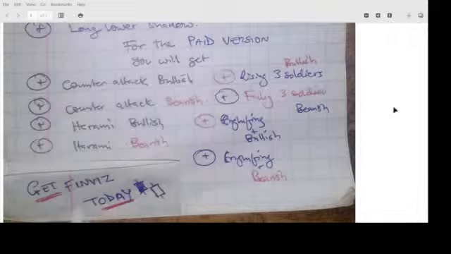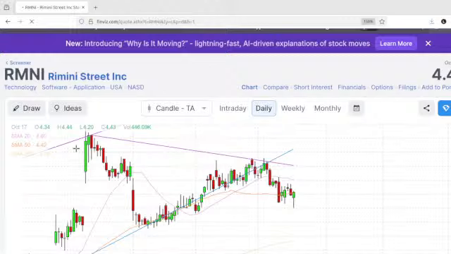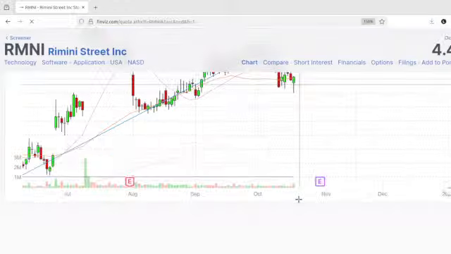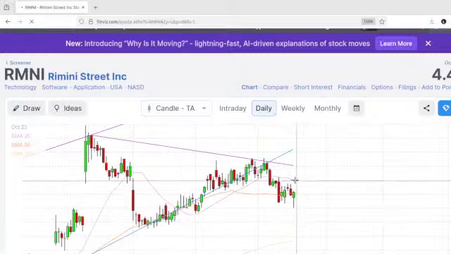So in this case here, you notice that the body is sitting right there on the 50-day moving average, and this is very ideal. You also notice a green bar here, and it's before the earnings report, so that's a very good catalyst. So this one is also very good. RMNI, Rimini Street. Ideally it should be below the 20-day moving average, similar to what we said here.